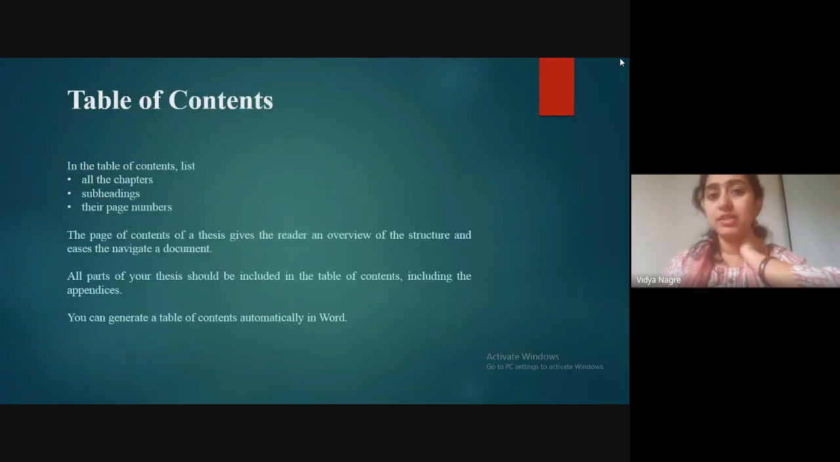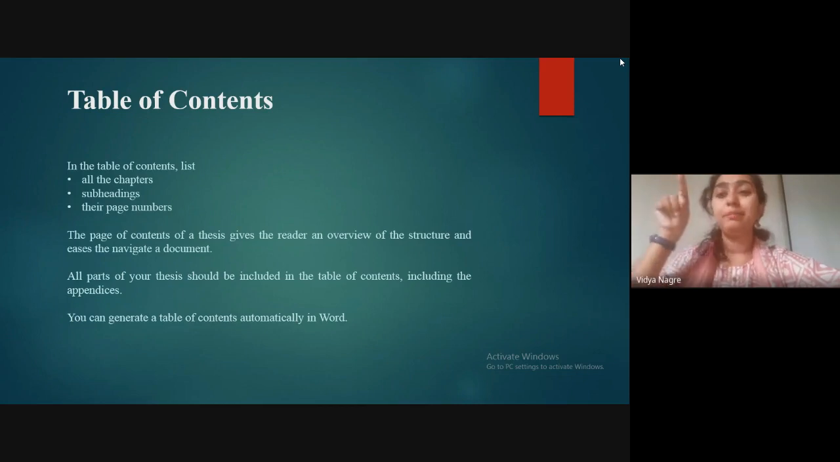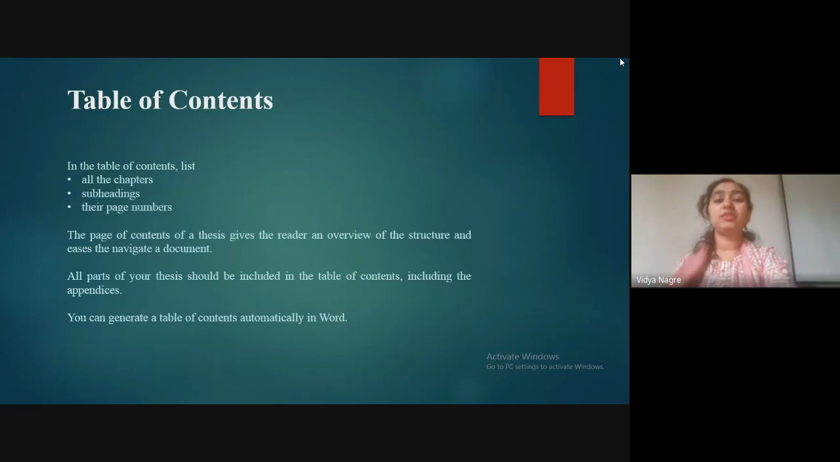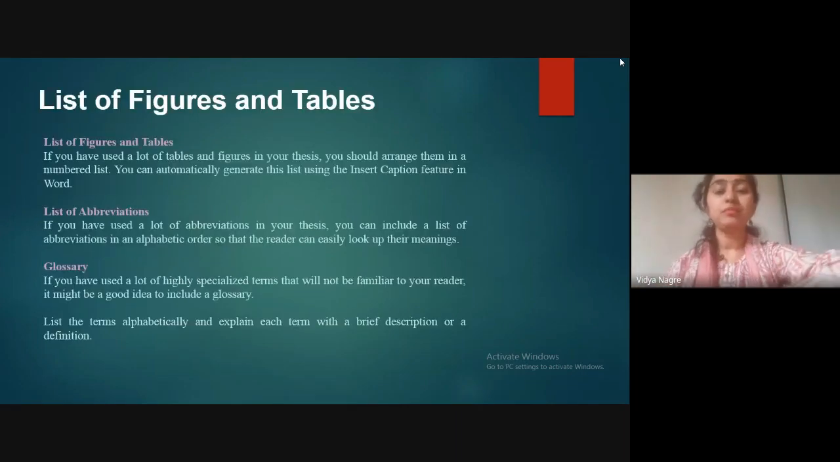Table of contents. So table of contents is a page that usually we find in books also, where the title and page number is given. So it is very good for the navigation from chapters to chapters or sub chapters and so on. Next slide.